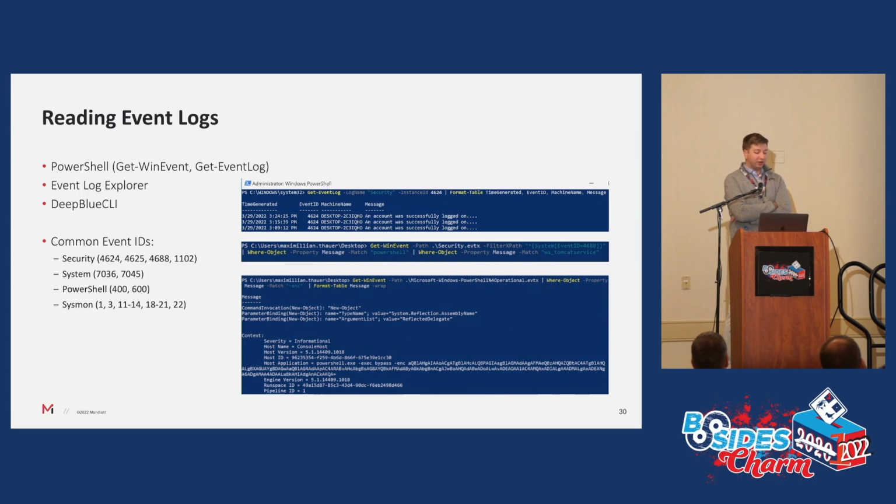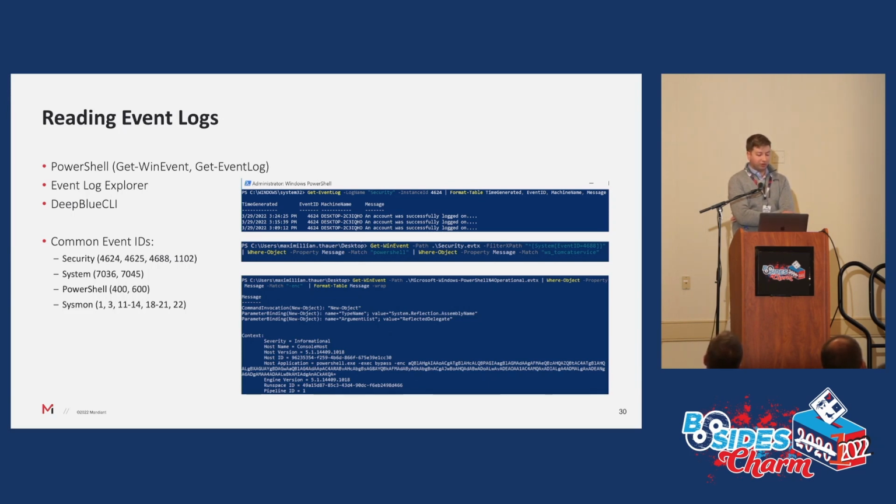Specifically in Security, 4624 would be for a logon, 4625 would be for a failed logon, 4688 for a process starting, and 1102 for the security event log being cleared. As far as System goes, 7036, which we already talked about a little bit, is for a service starting or stopping, and also 7045, which would be for a service installation. So if you had a piece of malware that you wanted to install as a service so that it has persistence, it would be recorded in the Windows event logs.